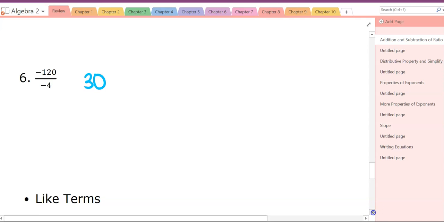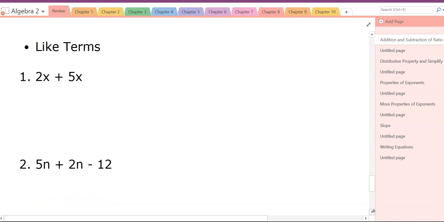The last thing I want to cover in this section is combining like terms. So if anything has the same letters, you can always stick those together by adding or subtracting. So when I see 2x plus 5x, I add the numbers 2 and 5, and I get 7, and then x just attaches. You don't do anything to the x. It doesn't become x squared.